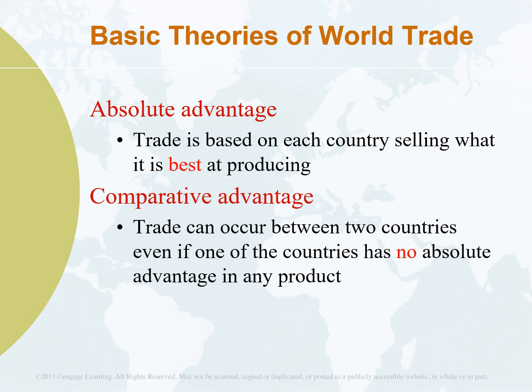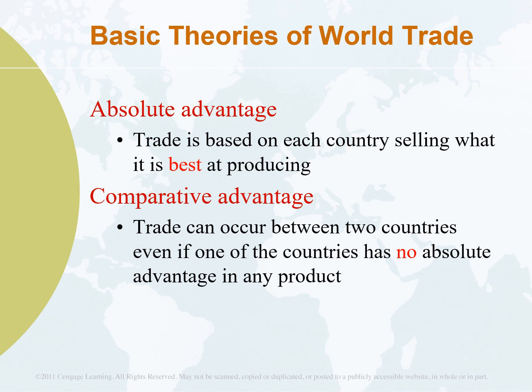There are some basic theories of world trade. Why does trade take place between countries? One theory is about absolute advantage, and trade is based on each country selling what it is best at producing. If your country is really good at producing something, then other countries will want to buy it, and then there is trade going on. It's absolute advantage, right? Other theories argue that trade can occur between two countries based on what is called comparative advantage, right? Not absolute advantage. You may not be the very best in producing something, but if you have a comparative advantage, you can still trade.